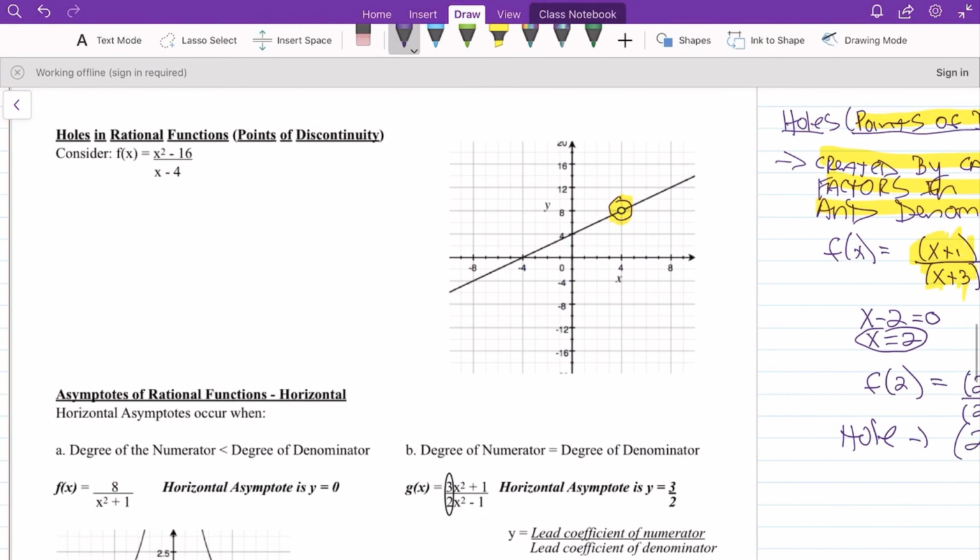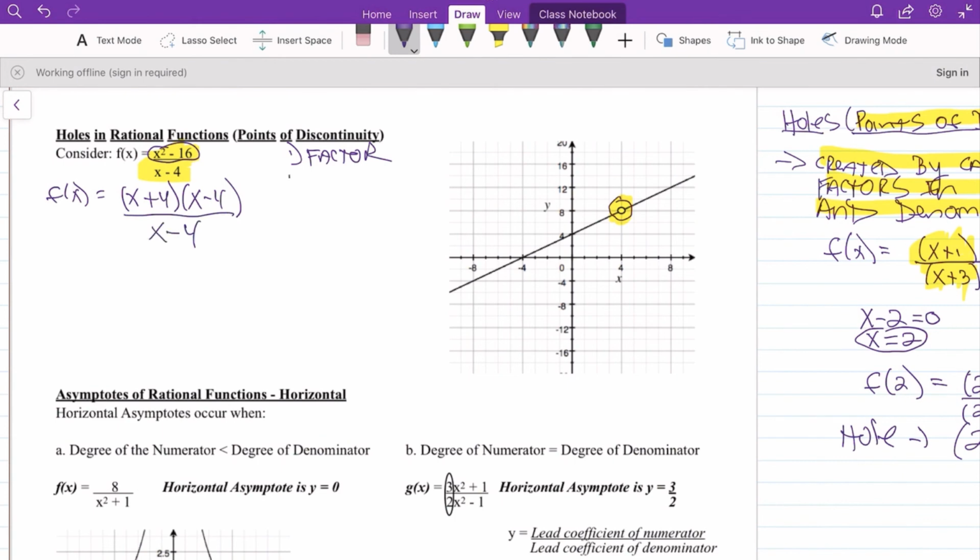So if we take the example that I have over here, I'll show you where this comes from, why I have that hole right there. The first thing we always need to do is find the coordinates of that hole with the function f of x equals x squared minus 16 over x minus 4. First thing we're going to do in any of these functions is always factor it. So if I factor this, the numerator is basically a difference of squares, so we're going to factor that into x plus 4 times x minus 4. And then the denominator is just x minus 4.